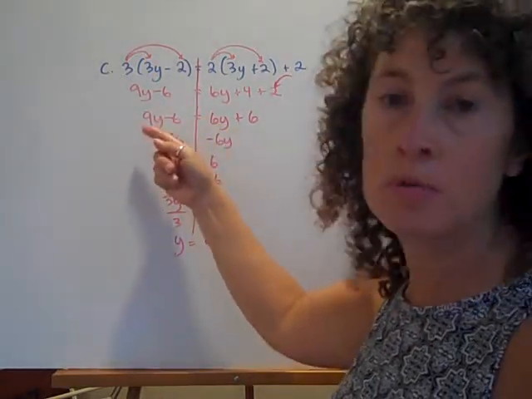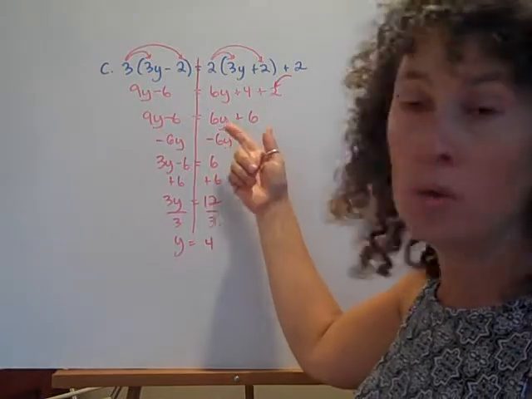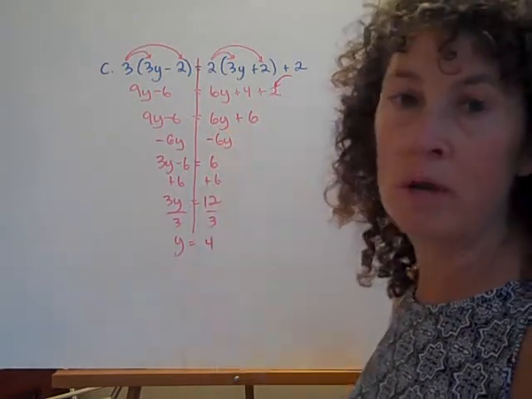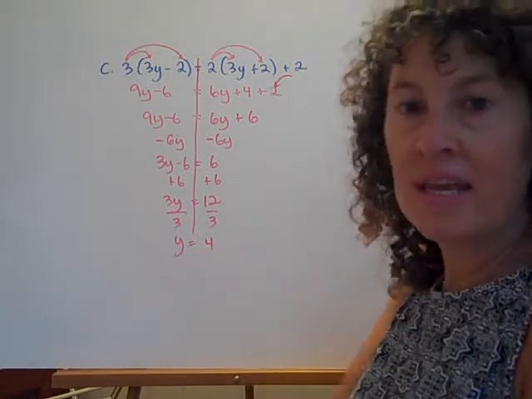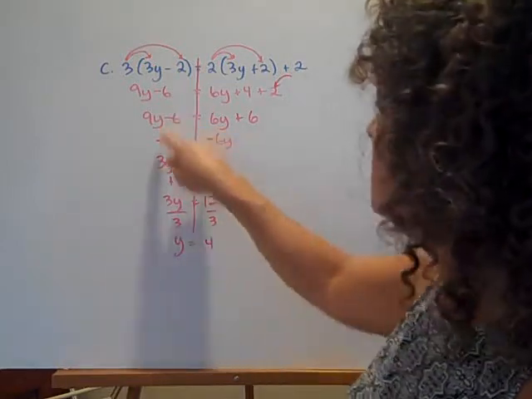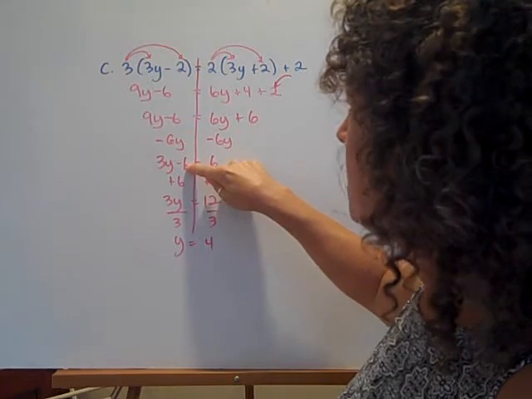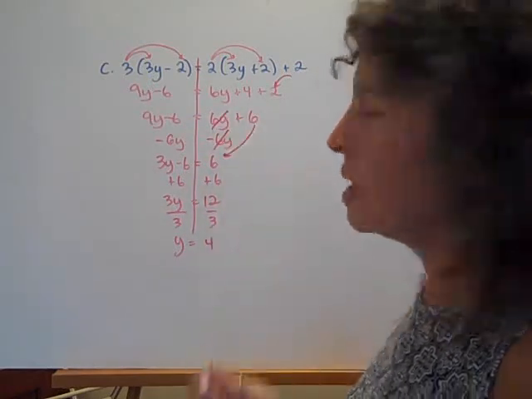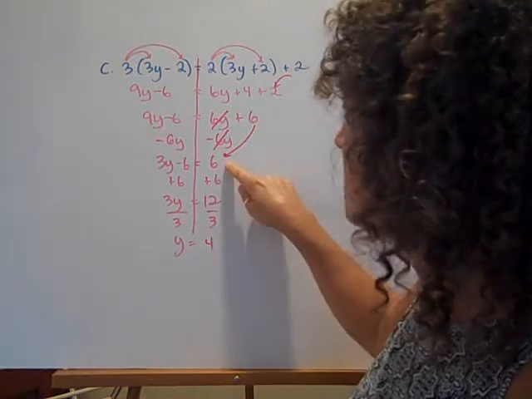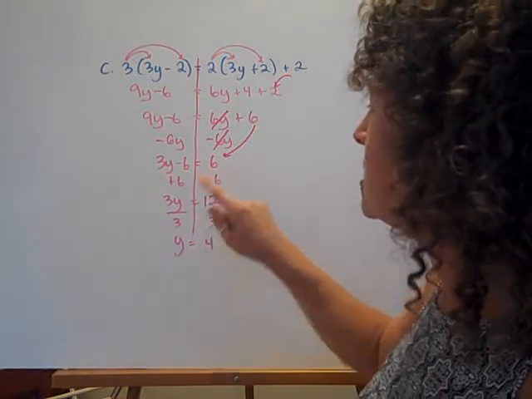You absolutely could subtract the 9y. That would be totally fine. You'd end up with negative 3y on the right. That works just as fine. There's nothing wrong with it. I just prefer to, if I can get that to be a positive, then I do it. So I've got 3y here. This negative 6 comes along. These 6y's cancel each other out, and so this 6 comes down here with us. So now I have 3y minus 6 equals 6.